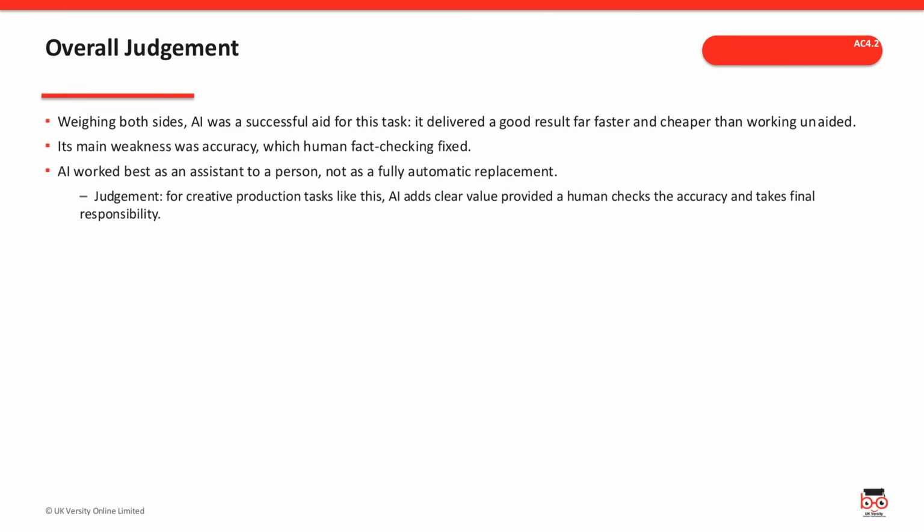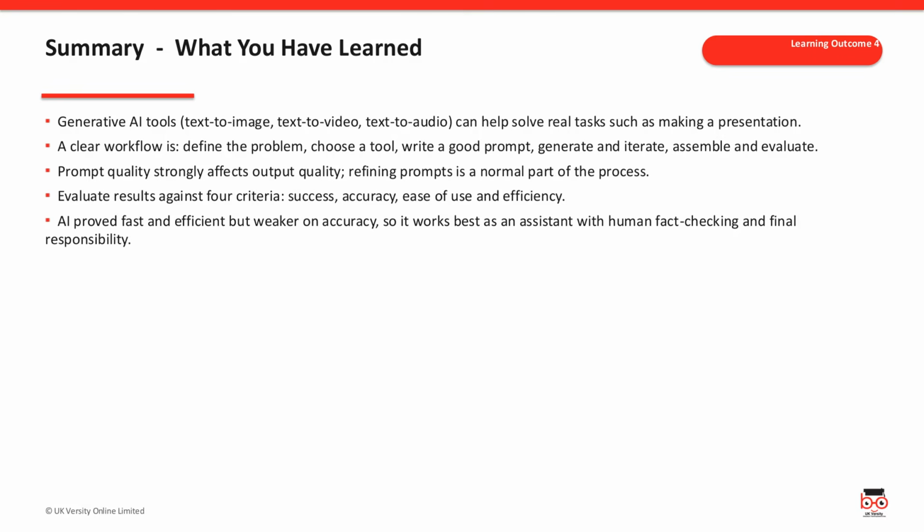So what's the verdict? On balance, AI was a real success for this task, delivering a good result far faster and more cheaply than working unaided. Its main weakness was accuracy, and that was fixed by human fact-checking. Crucially, it worked best as an assistant to a person, not as a fully automatic replacement. For creative production jobs like this, AI adds clear value, provided a human checks the facts and takes final responsibility for the result. Let's bring this outcome together.